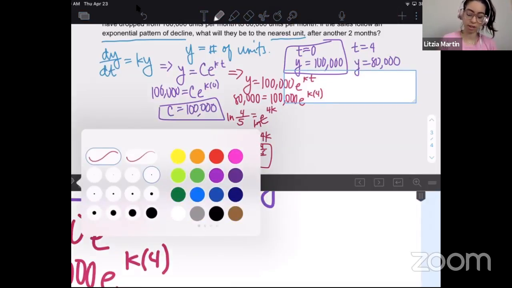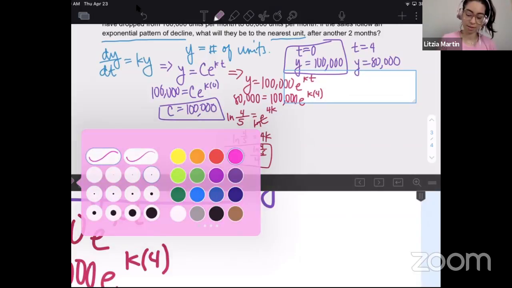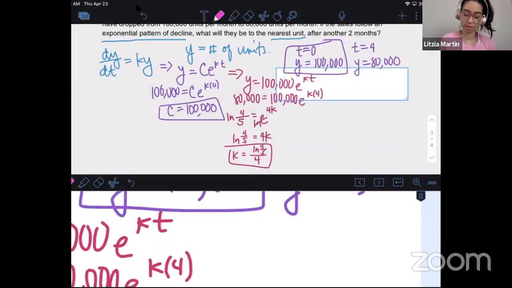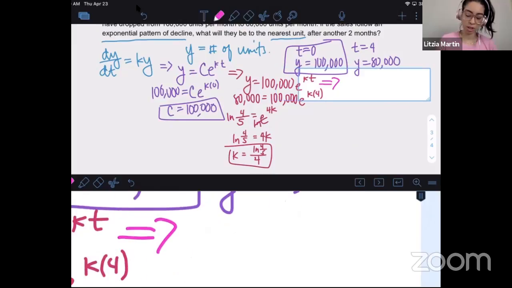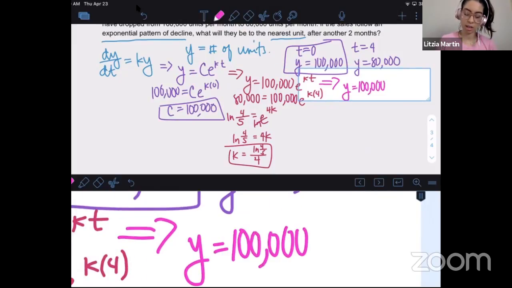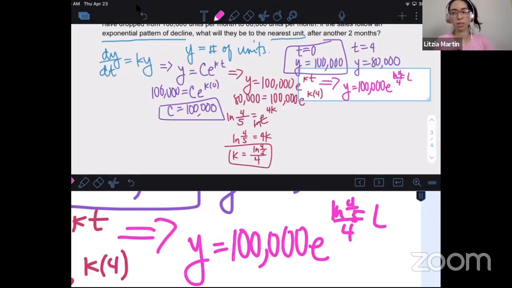Let's do a different color. Let's do pink. So our equation is y equal to 100,000 e to the ln of 4/5 divided by 4 times t.